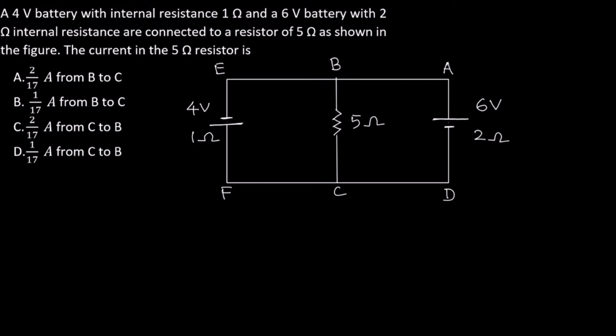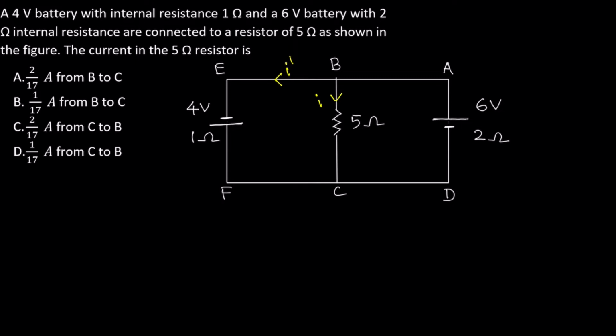We need the current flowing through the 5 ohm resistor. So let's assume that the current is flowing from B to C. If that is wrong, we'll get a negative value, and the other direction is from C to B. So initially let's pretend it's flowing from B to C. I is the current that we need, and let us say the current going from B to E is I prime. Again, if the direction is wrong, we'll get a negative value, and that is totally fine.